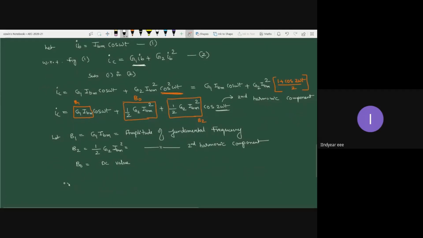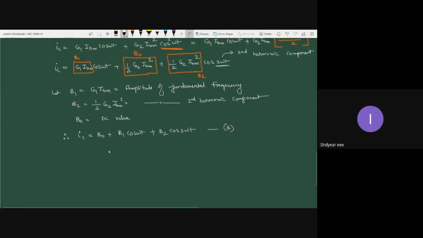Therefore, you can write IC is equal to B naught plus B1 into cos omega t, the fundamental frequency, plus B2 into the second order frequency cos 2 omega t. Let's call it equation 3. Now let us plot the actual current waveform. This is how we plot the actual current waveform.